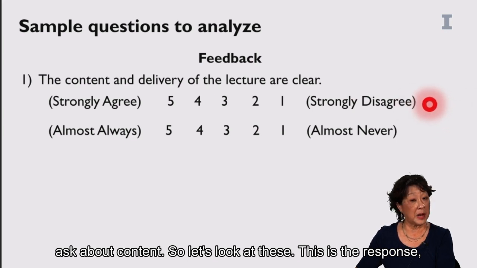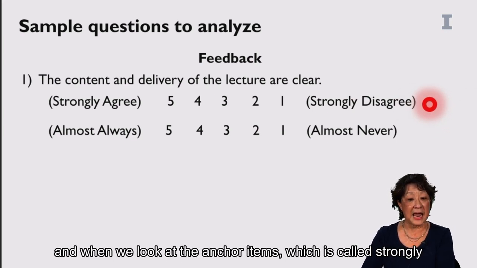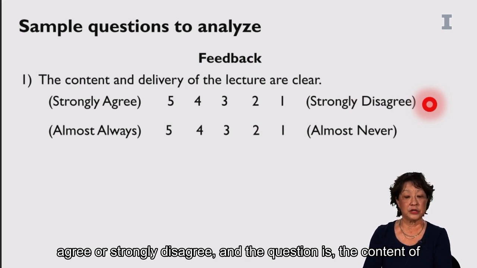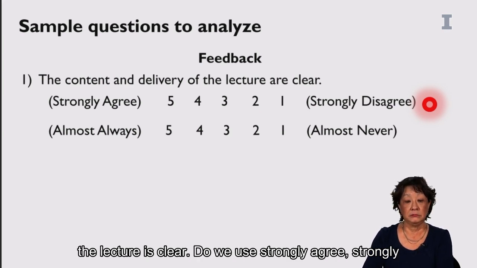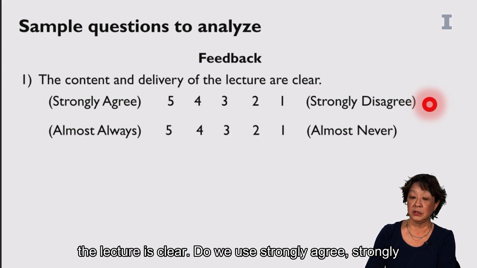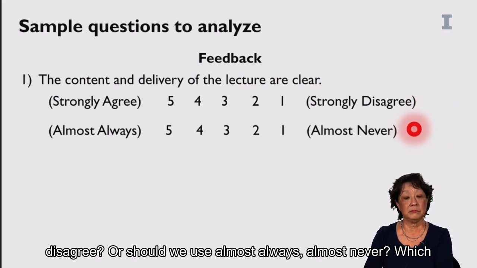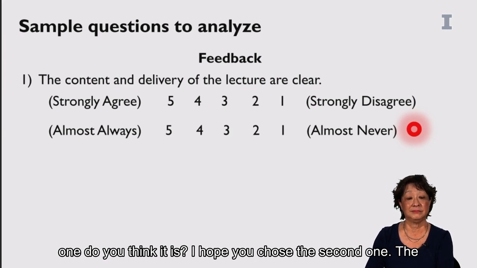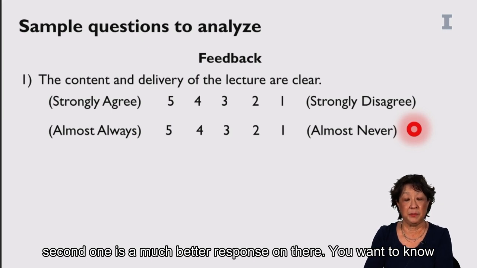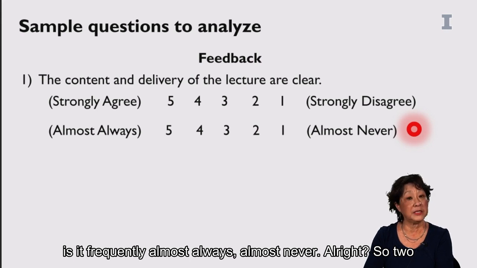This is the response, and when we look at the anchor items, which is called strongly agree or strongly disagree, and the question is, the content of the lecture is clear. Do we use strongly agree, strongly disagree, or should we use almost always or almost never? Which one do you think it is? I hope you chose the second one. The second one is a much better response. You want to know, is it frequently, almost always, almost never? All right?